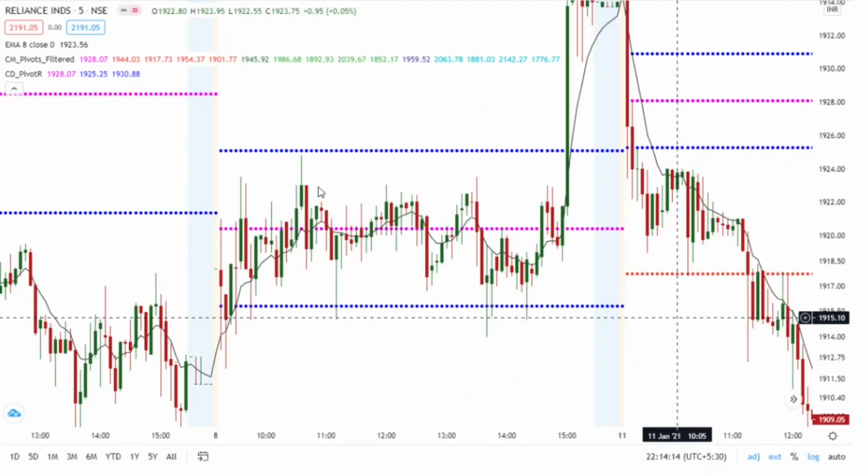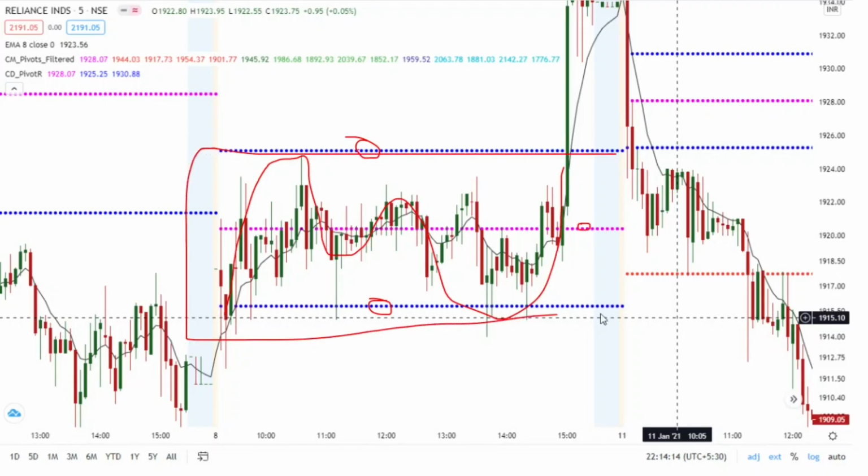And here is the example of wide CPR. You can see how big the range is. Bottom CPR, top CPR, and central pivot range. So you can see how price made a sideways movement. Price went up, came down, went up, came down. So this was the range of the price for the whole day.